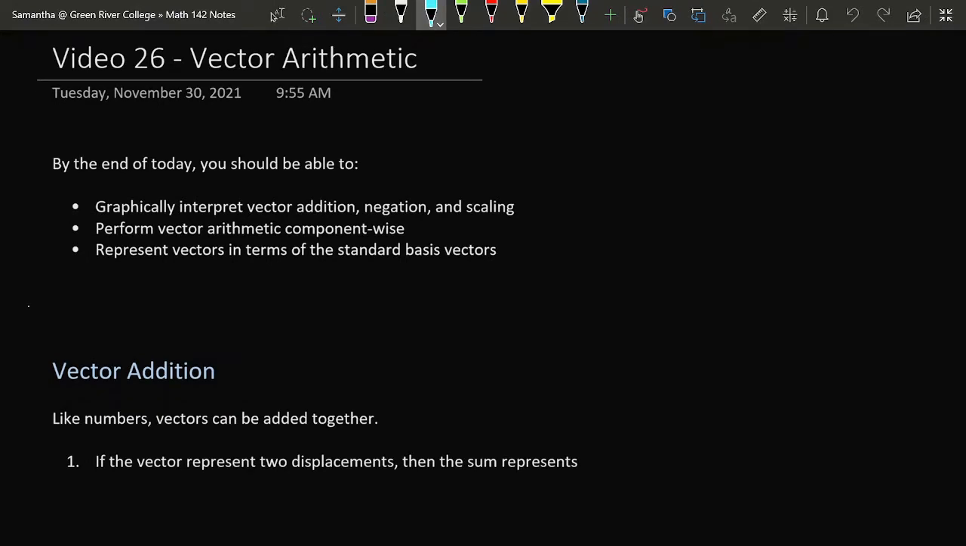Then we're going to take a brief look at a way of representing vectors that is slightly more common in physics, which is to use something called the standard basis vectors.